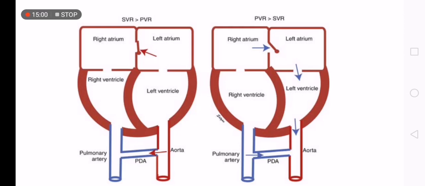If we have persistent pulmonary hypertension, the reverse of this circulation is present. We have right to left shunting across the patent foramen ovale due to elevated right atrial pressure and right ventricular pressure, and we have right to left shunting across the PDA also, due to elevated pulmonary artery pressure more than the aortic pressure.